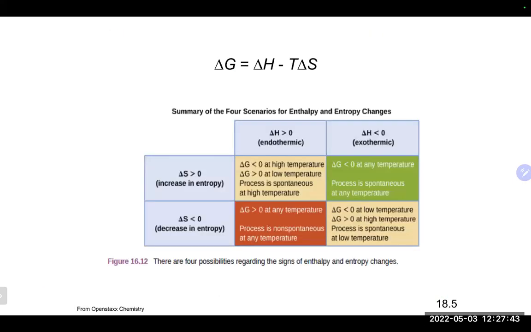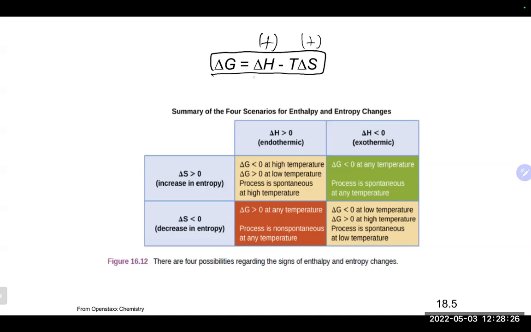Now, looking at the other equation, delta G is equal to H minus T delta S. We could just look at the signs of H and S, and we can make a pretty good assumption as to whether or not we would expect a reaction to be spontaneous. So, for example, if we had an endothermic H, which would be positive, and we had an increase in entropy, which would also be positive, the only way that this reaction would be spontaneous is at very high temperatures.